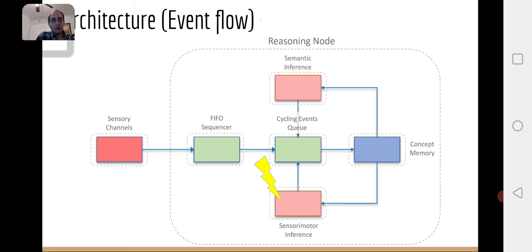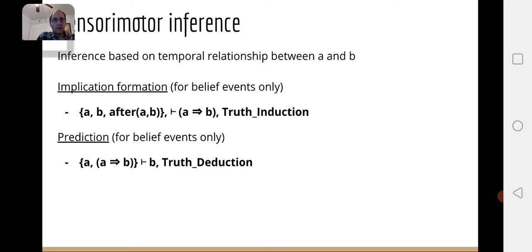And now let's look at sensory motor inference. In this case, the relationship is temporal between A and B. So for instance, if you have an event A and an event B, and B happens to happen after A, you can derive evidence that A leads to B. But if you already have such a relationship, and say A happens, and you already know A leads to B, then the system can predict B. These are both forms of sensory motor inference.